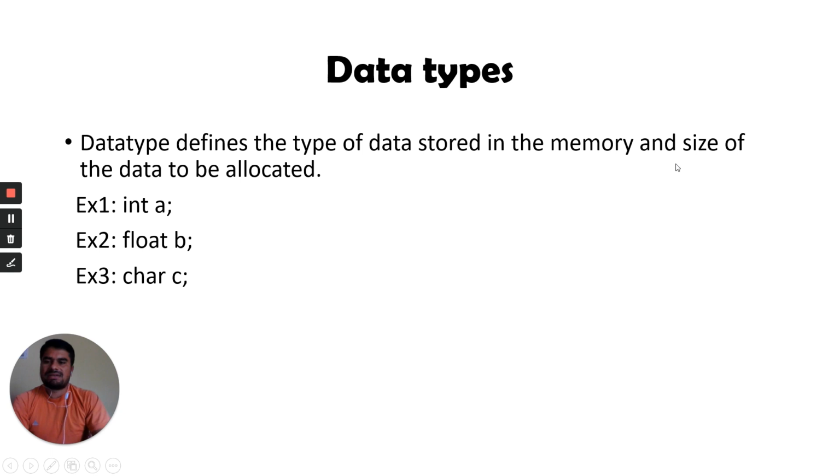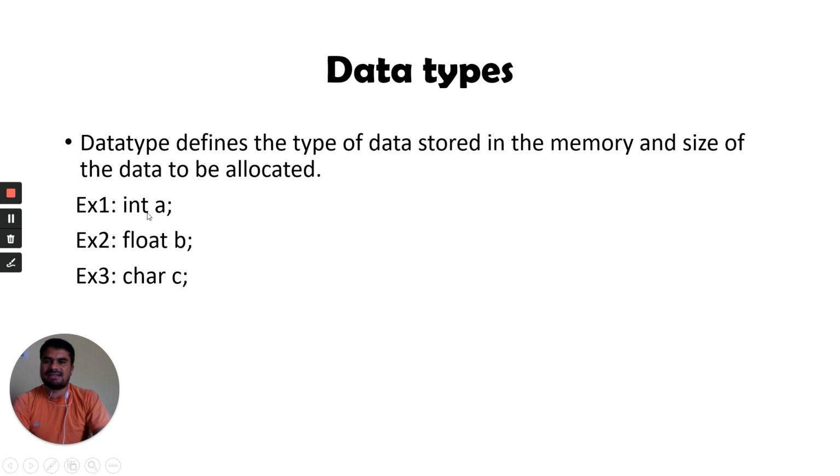Data types, as I said, are nothing but the type of data which we are going to store in memory, and definitely how much space our memory will be allocated. We need to think about that. So here in the first example, int A. A is a variable, int is a data type. When I say A is associated with the integer, its size will be 2 bytes.